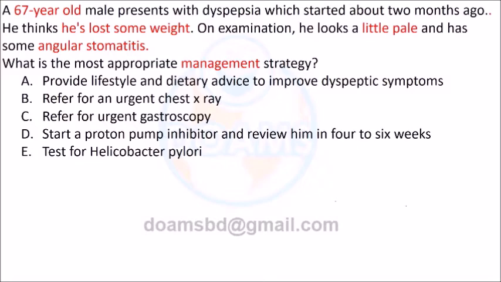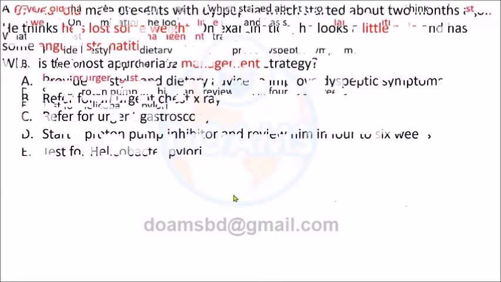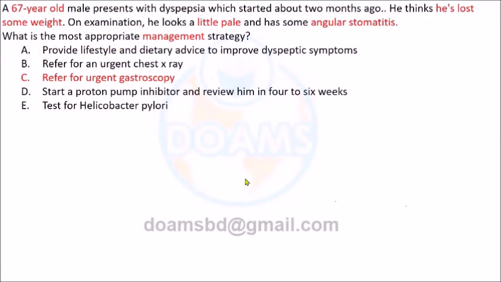So we need to identify the 67-year-old, advanced age, with features of nutritional deficiency, and the patient has lost some weight also. So these are the red flags. With upper GI symptoms like dyspepsia, the answer will be urgent gastroscopy. In internal medicine or a specialty, the answer will be endoscopy. But as a family physician, you are not doing endoscopy, so your answer will be referral for urgent gastroscopy or endoscopy, whatever you say. So this is again a difference in preparation for the AKT.